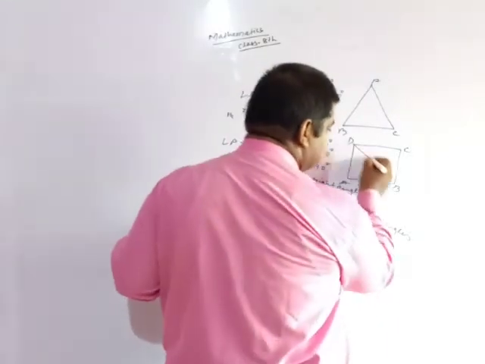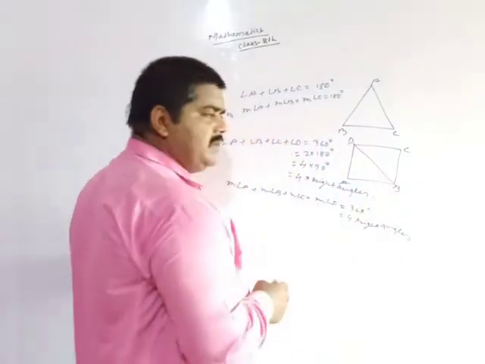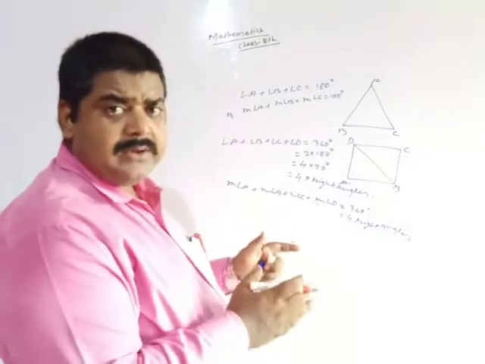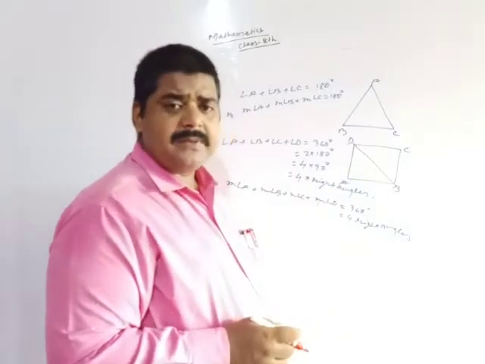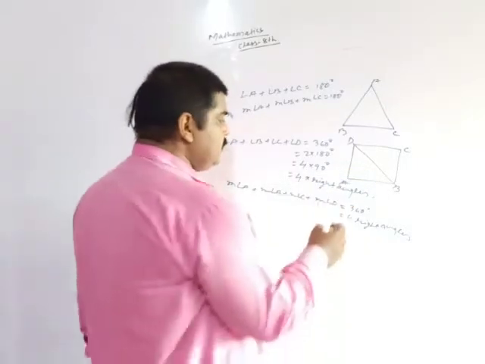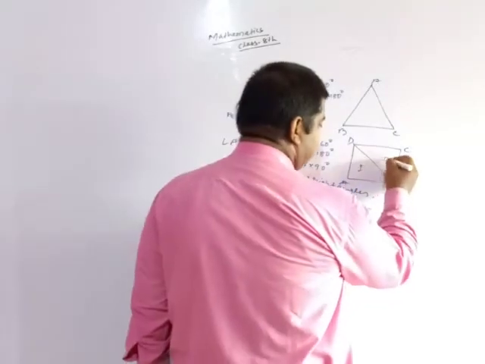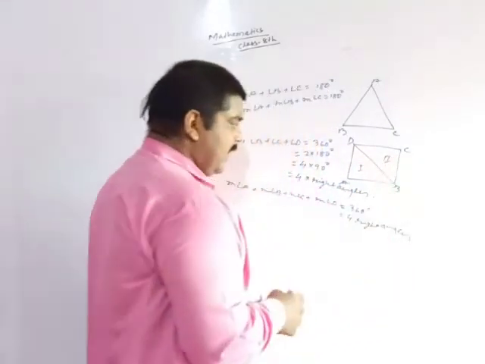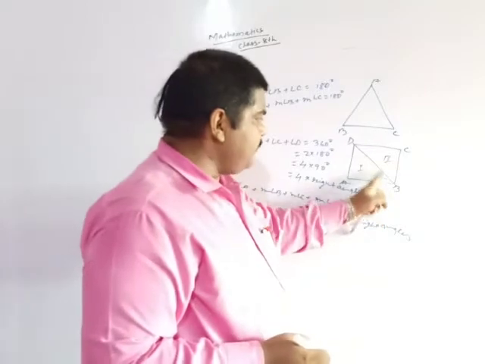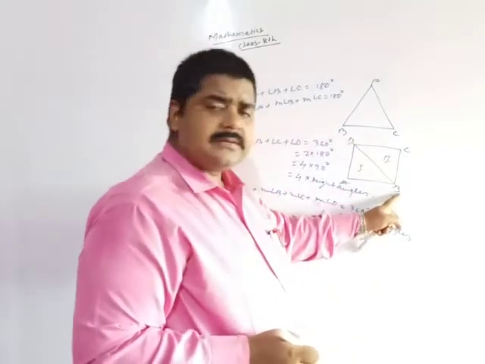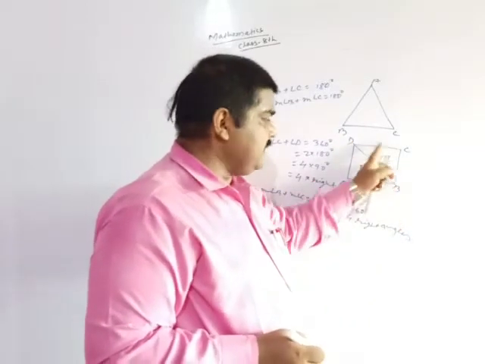Suppose that I have just drawn a diagonal BD, then actually this quadrilateral has been divided into two triangles, triangle first and triangle second, and this is a triangle ABD and second one is triangle BCD.